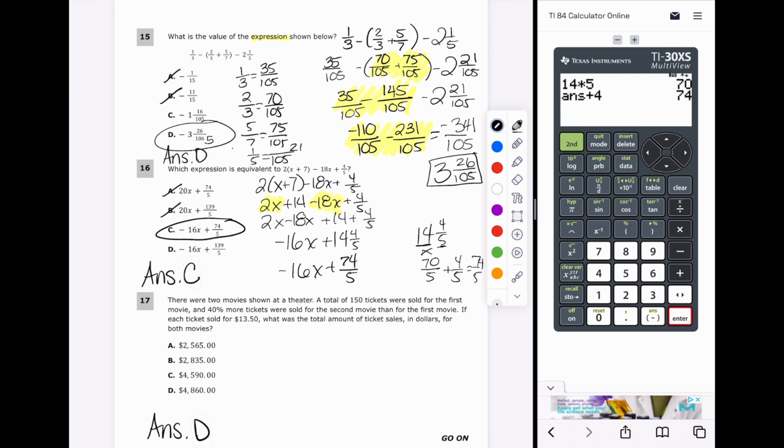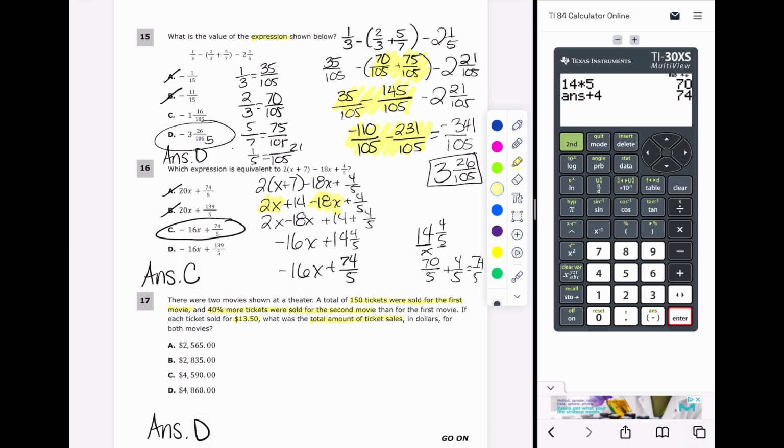I see a percent as I'm scanning. There are 2 movies shown at a theater. A total of 150 tickets were sold for the first movie. 40% more were sold for the second movie than the first. If each ticket costs $13.50, what is the total amount of ticket sales?